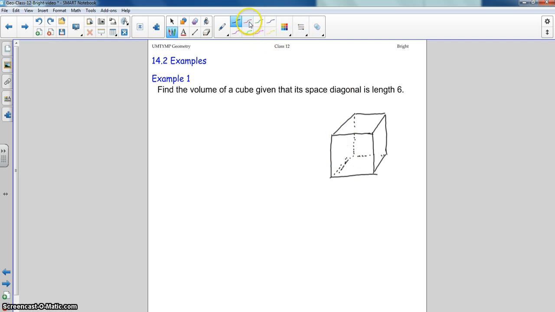And now what I know is that a space diagonal, so maybe from this vertex down to this vertex here, is 6. We can actually show, and this I'll leave up to you, that all space diagonals are the same length in a prism. If we have a right prism, all the space diagonals will be of the same length.